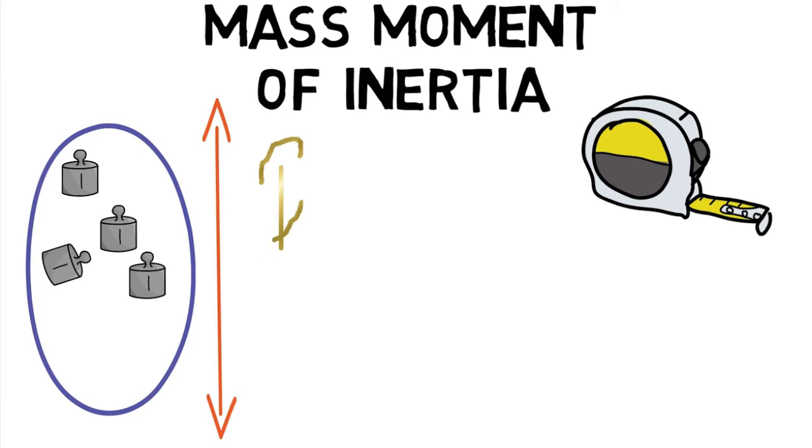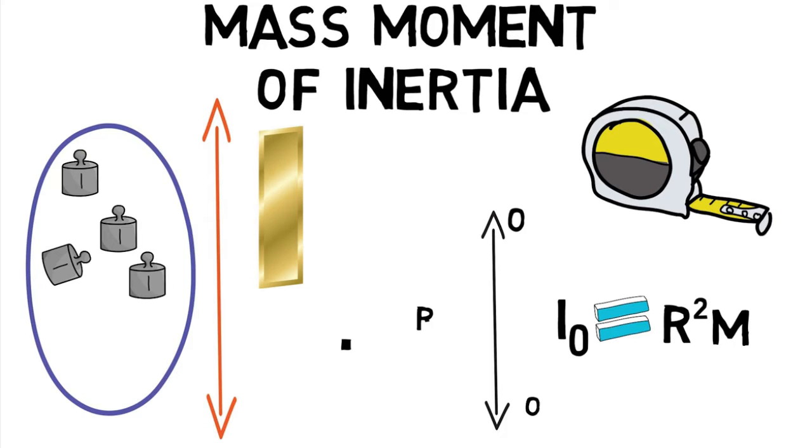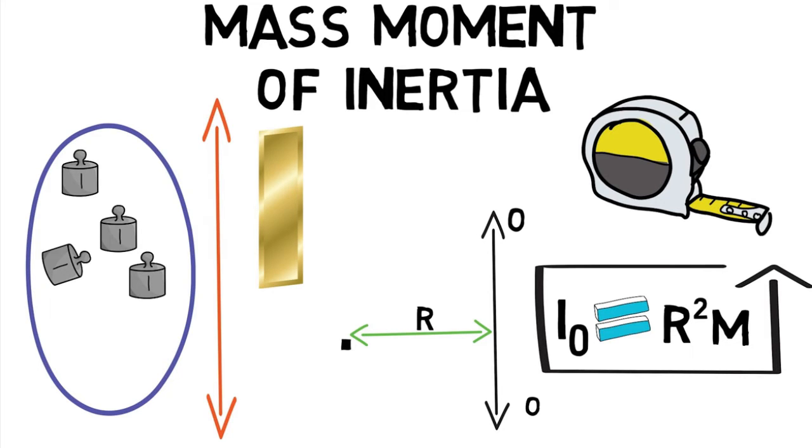The mass moment of inertia is denoted by I and is given for, say, a single particle of mass m as I naught equals r squared m, where line OO is the axis around which one is evaluating the mass moment of inertia, and r is the perpendicular distance between the mass and the axis OO. As seen from the above equation, the mass moment of inertia has the units of mass times length squared.